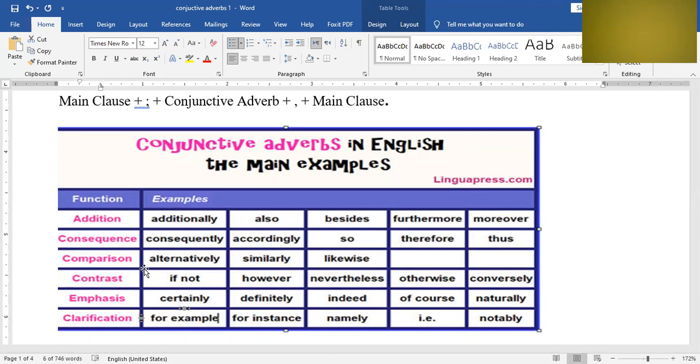Contrast is to say the opposite, an opposing idea. If not, however, nevertheless, otherwise, conversely. Emphasis, we use certainly, definitely, indeed, of course, naturally. Clarification, for example, we give examples to clarify ideas. We say, for example, for instance, namely, i.e., notably.